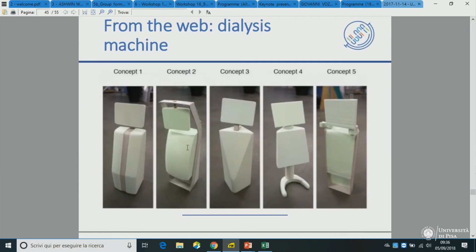This is another nice little example. Different user profiles for a dialysis machine. This is a very cheap thing to do, okay? I think it was cut from polystyrol, so it's probably €5 each. But it's great to be shown to the user. How do you like the screen?